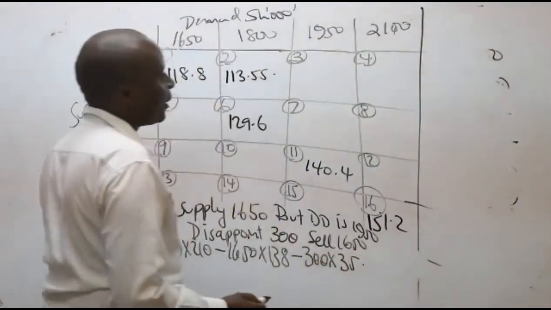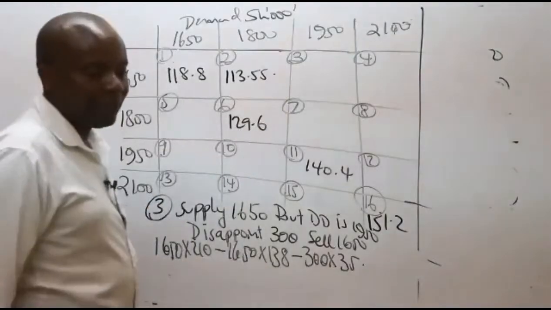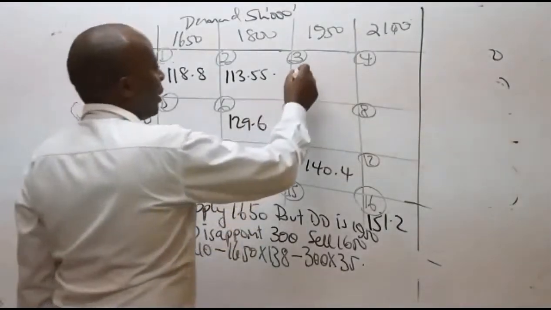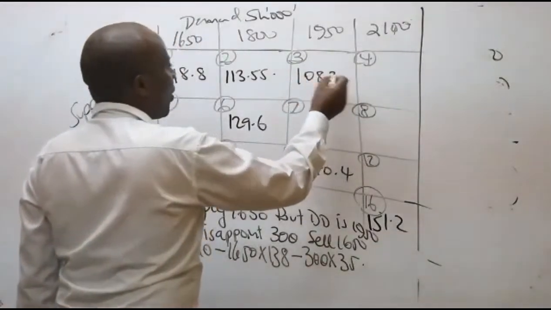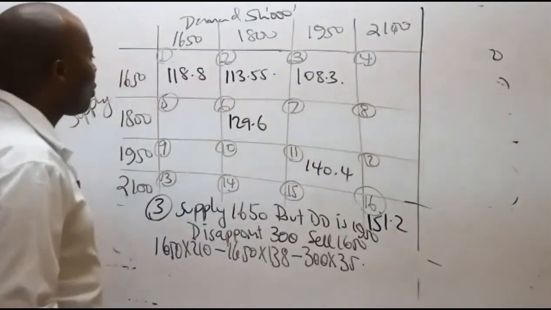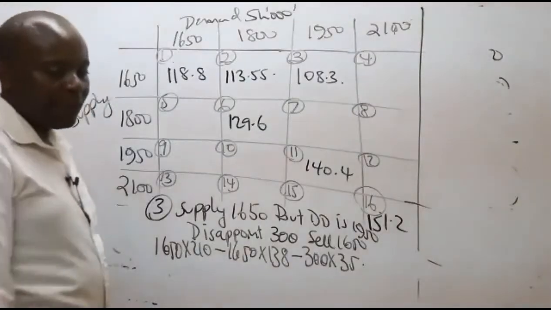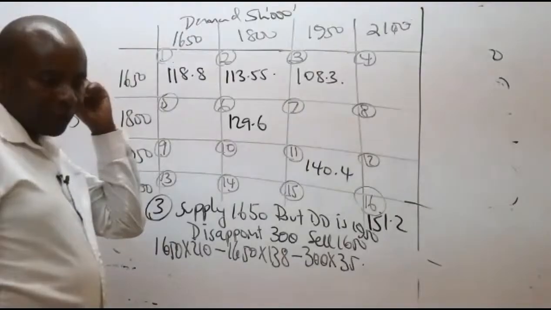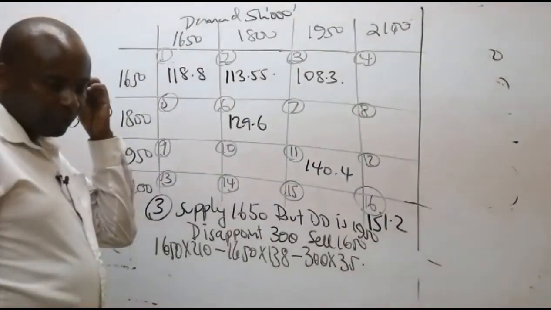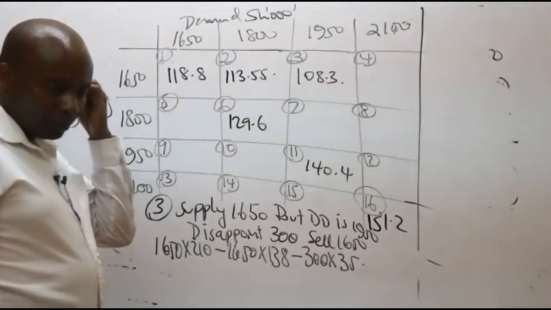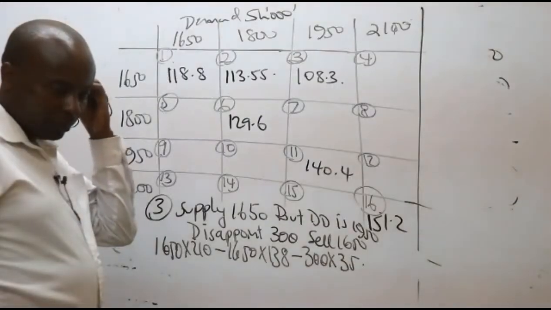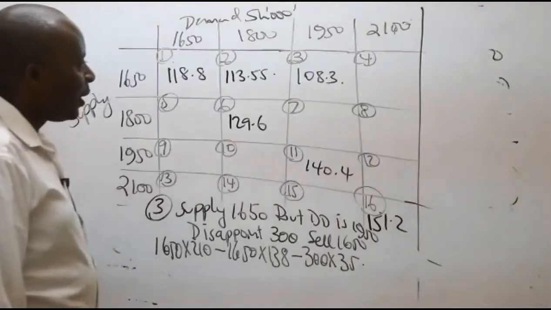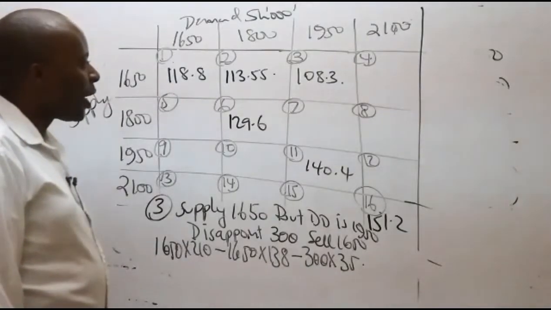So could you kindly give me something to write here? Number 3. So 108.3. So now I expect you to get for cell number 4. Using that same approach, give me for cell number 4. For cell number 4, Dennis is giving me 134.